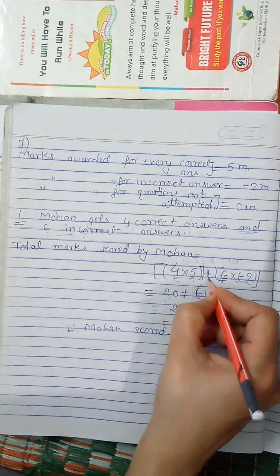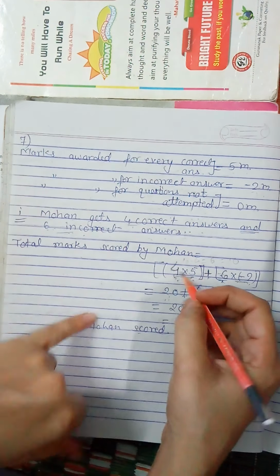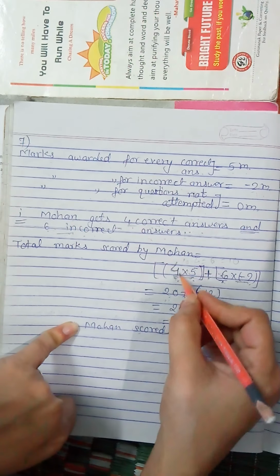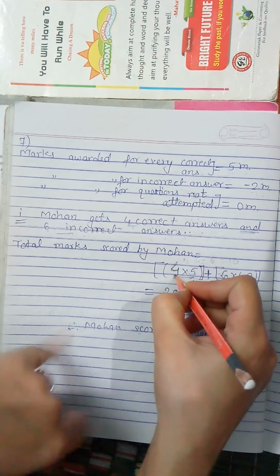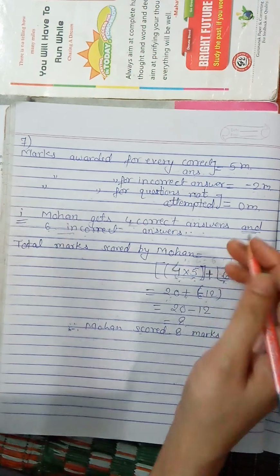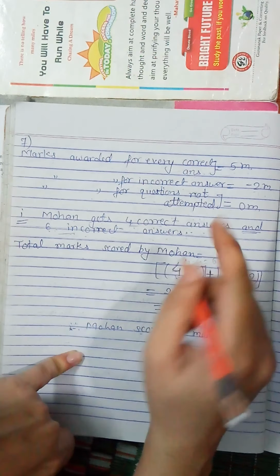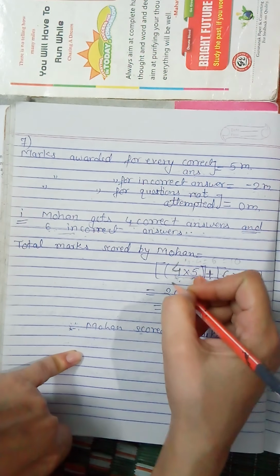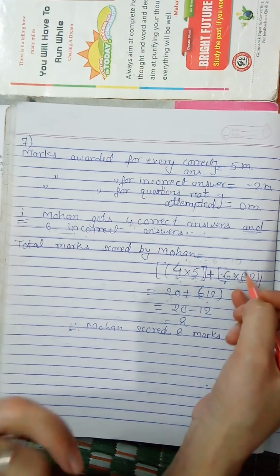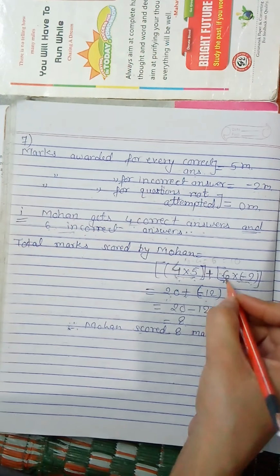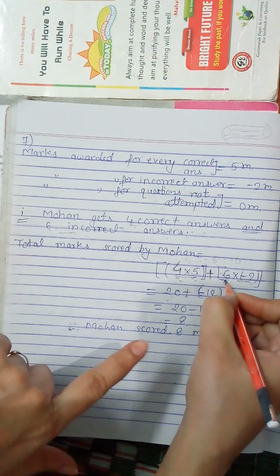Plus, why plus is here? Because out of 10 questions he got 4 correct answers. So out of 10, 10 minus 4, so how many questions are left now? 6 questions. 4 questions he got correct. So how many questions he didn't answer correctly? 6 questions. Then 4 plus 6 is equal to total 10 questions.